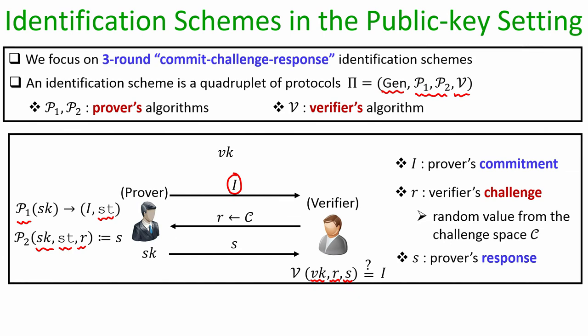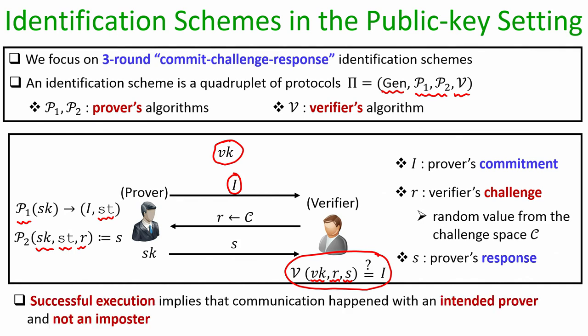commitment I or not. If the output matches the commitment I, then we say that the verifier accepts the identity of the prover. That means the verifier is convinced that indeed the prover is the person who knows the secret key corresponding to this publicly available verification key. Whereas if this test that the output of the algorithm V should be equal to I fails, then the verifier is not convinced that the prover who actually participated in this protocol knows the corresponding secret key sk. So, a successful execution of this protocol implies that the communication happened indeed with the intended prover and not an imposter.